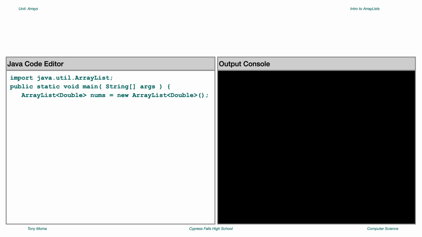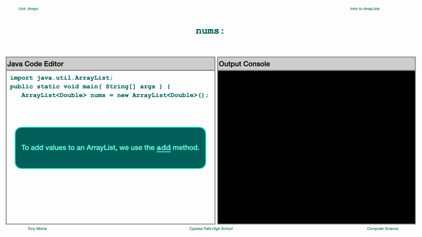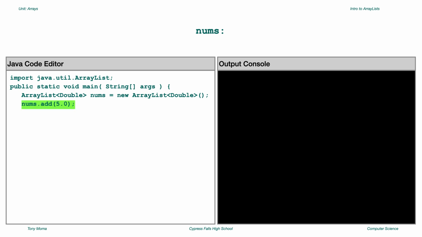So going back to our program, I just created an ArrayList and currently it is empty. It has no values in it. To add values to an ArrayList, we use the add method. For example, suppose I want to add 5.0 to the ArrayList. I would simply type nums.add(5.0) and then that value will get added to the ArrayList at index 0. Then suppose I want to add 2.5 to the ArrayList. I would simply type nums.add(2.5) and then that value will get added to the back of the ArrayList at index 1.